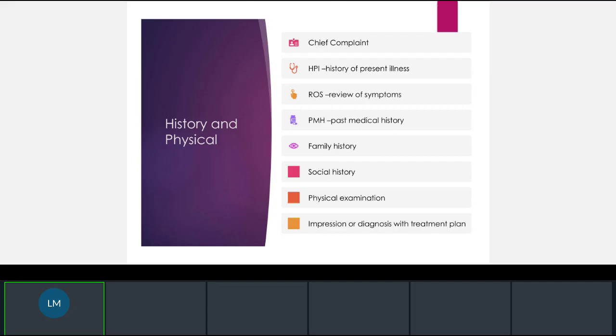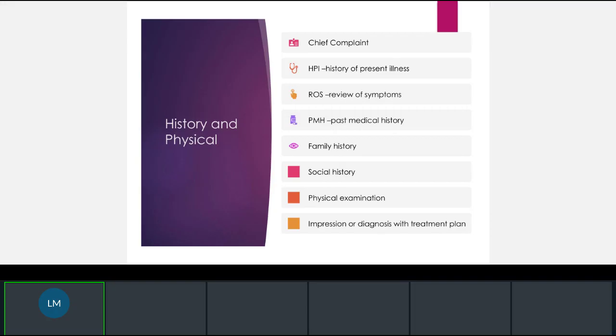So what does it include? Now, this is on page 350 in the chart, the purple chart. It has to have the chief complaint. That is a statement made by the patient that basically defines why they sought treatment. What is going on that brought you in today? And it's not a diagnosis. It literally is whatever the patient says for why they went to be seen.